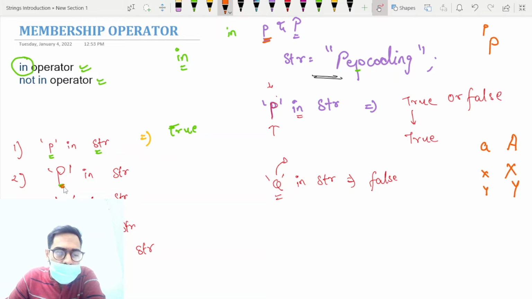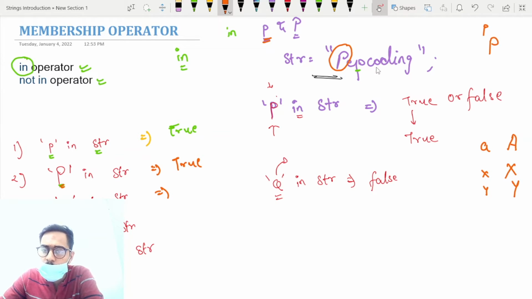So check whether the capital P is present inside str or not. Yes, this is present, so print true. Now, again, you are looking for O, whether O is present in the string or not. This O and this O both differ. This O is in small case and we are checking for the uppercase. So the output will be false.